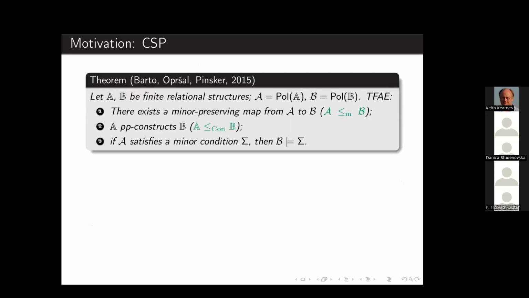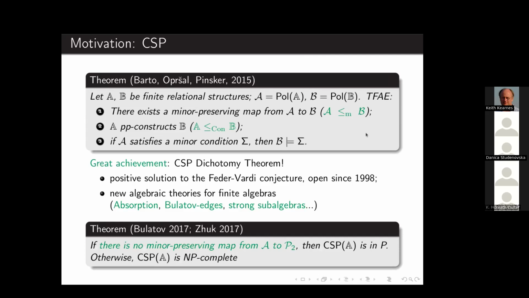Here I collected together the 3 different characterizations of the same poset. Motivated by the CSP and, as I said, by classifying clones, we actually obtained great results recently. For instance, such a great achievement is the solution of the CSP dichotomy theorem. First of all, from the CSP community, this is a positive solution to a long-standing conjecture that was open since '98. And in order to get such a solution, new tools to understand finite algebras have been developed.